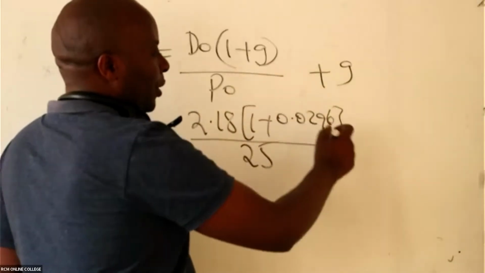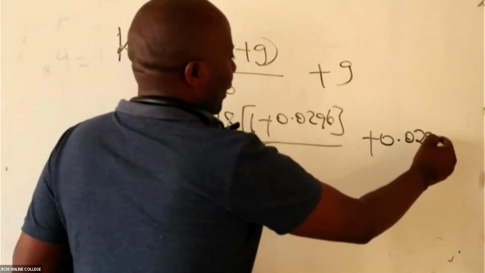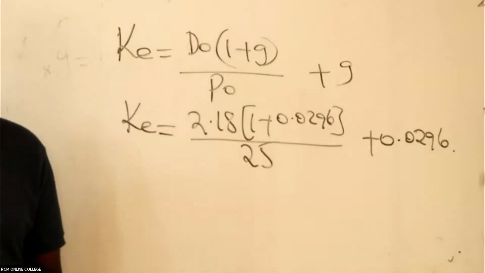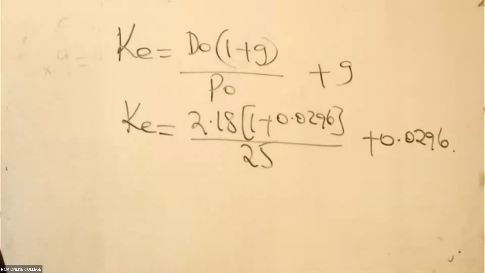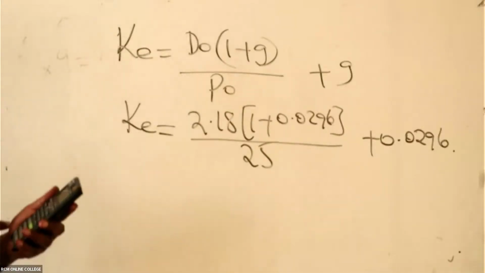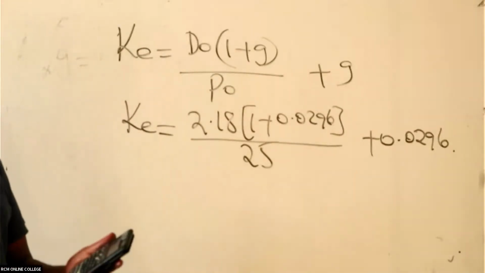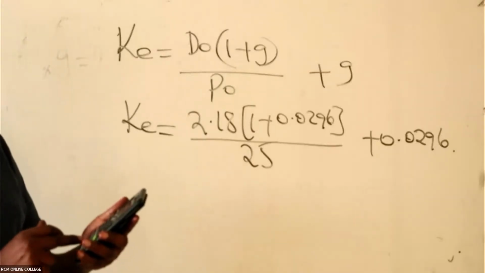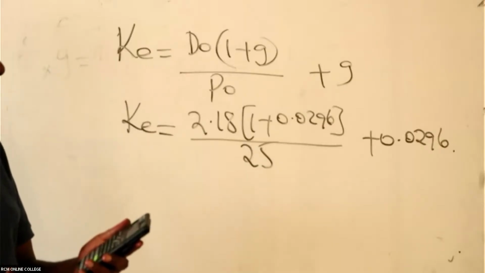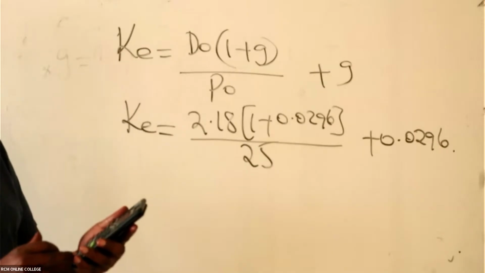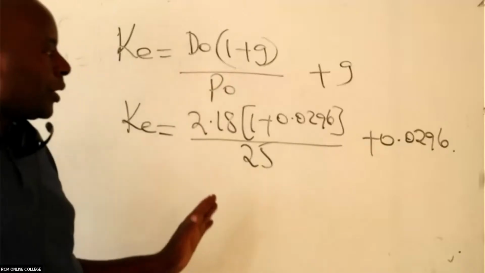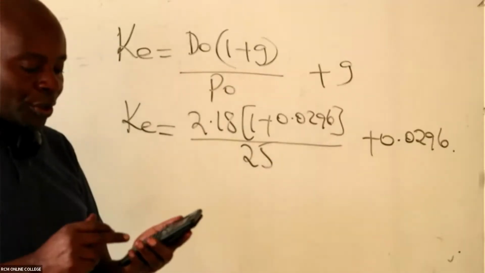After I get this portion, I will come and add the growth rate. So that we have here 2.18 times open brackets 1 plus 0.296 growth, divided by 25 first. Whatever answer I get out of this quotient, I'll be able to add it to the growth rate again.